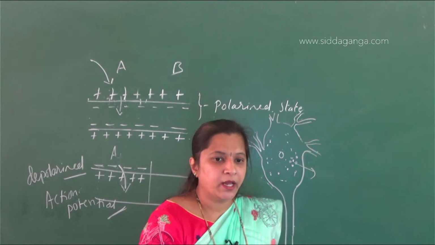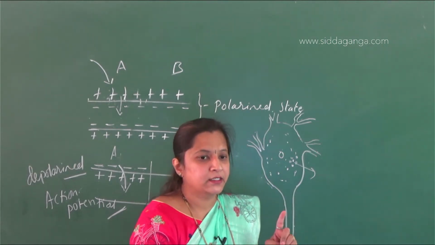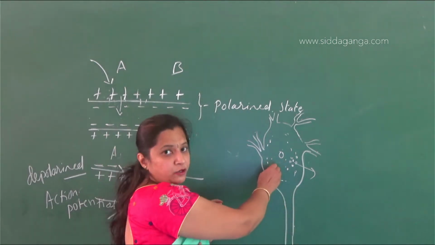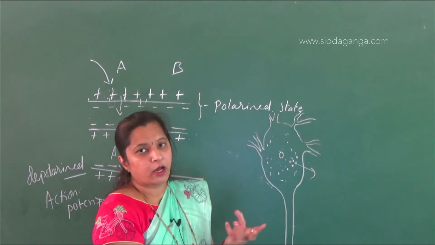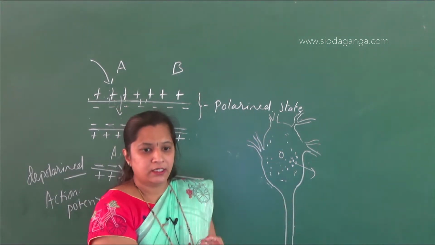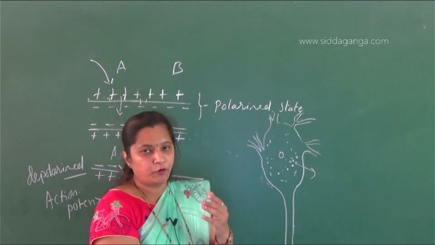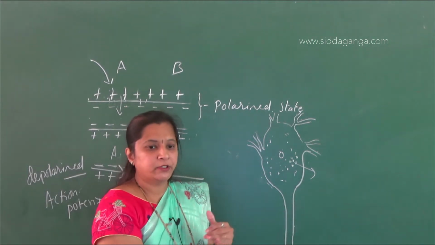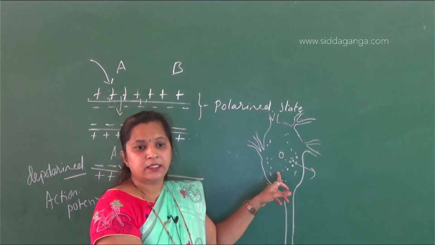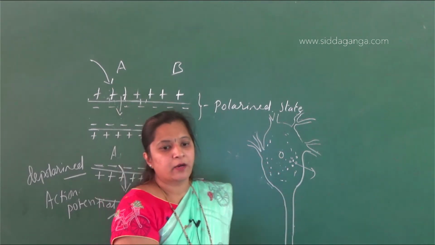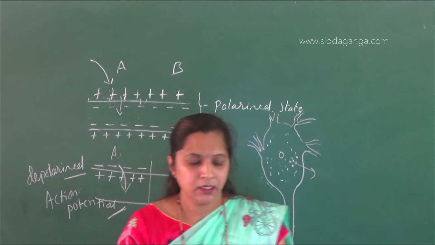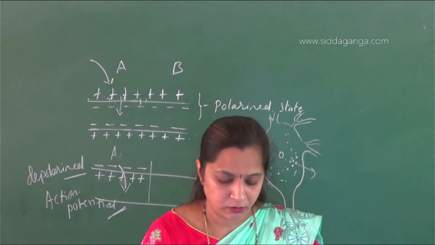So the cytoplasm with typical cell organelles and Nissl granules is present in which part of the neuron? Four options are given: axon hillock, synaptic vesicles, axon, and cell body. In which of the four options are Nissl granules present? Nissl granules are present in the cell body. So the right option here is the fourth one, that is the cell body. Then the next question.